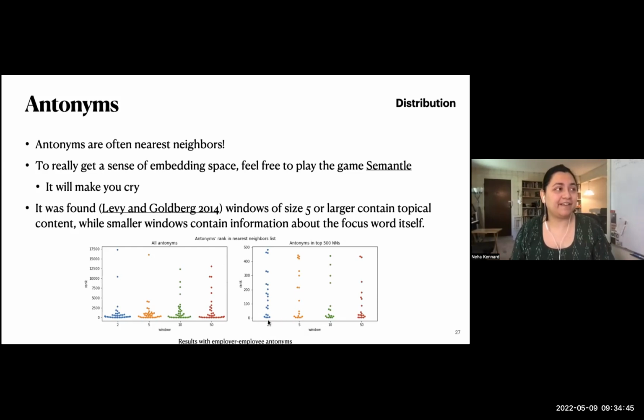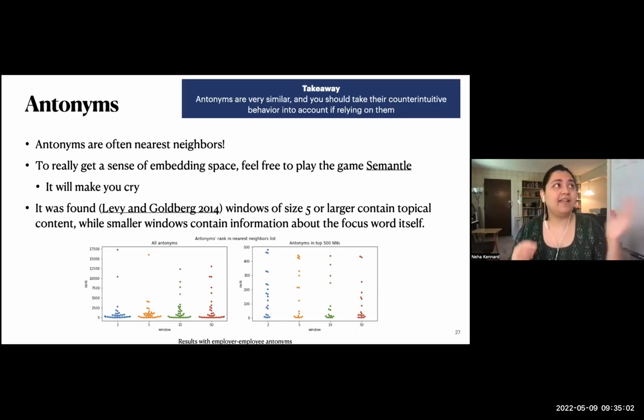These are results for the employer-employee antonym set, and there's a lot going on here, but if you look on the right side, whether you use a small window or a large window, the opposite of the word tends to be pretty close by in space. So the takeaway is that antonyms are very similar, and where they end up with respect to each other in the space depends on a lot of factors. If you're relying on the geometry of antonyms in your work, it's definitely worth paying attention to this and looking into it more closely.